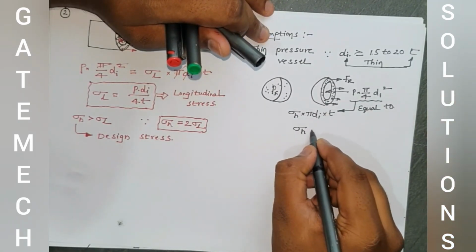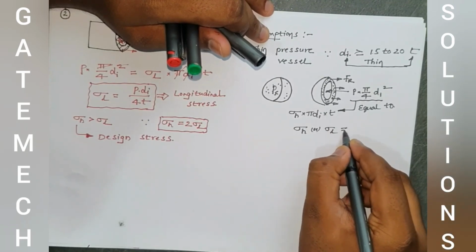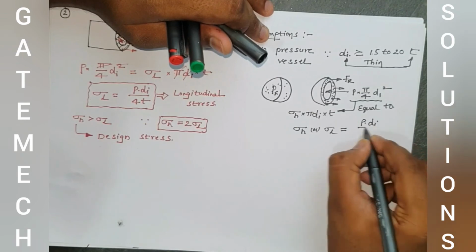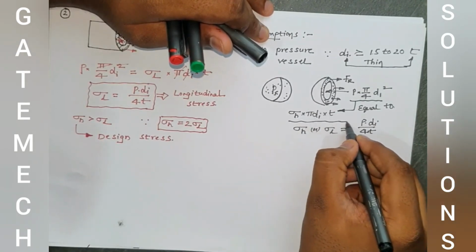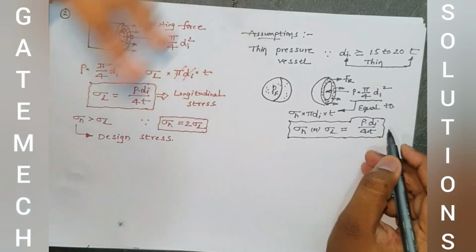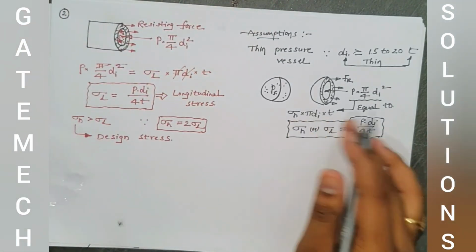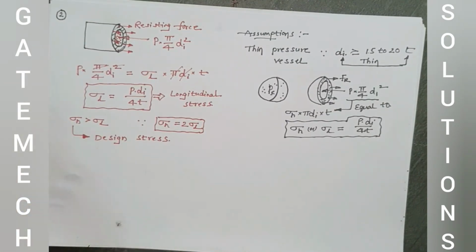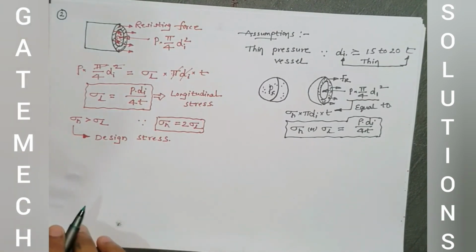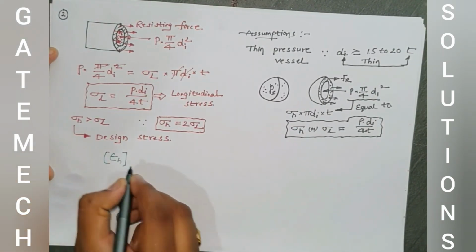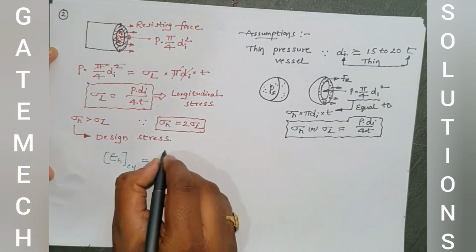There you will get sigma H or sigma L. You should not say sigma L, actually both are equal: PD by 4t. For the cylinder case, these two are separate, but for the sphere case, these two are exactly equal. No need to indicate which one is hoop and which one is longitudinal if it is the case of a spherical vessel.